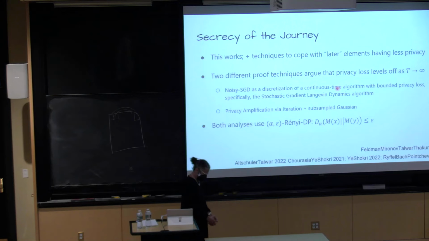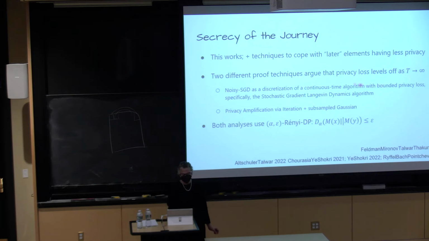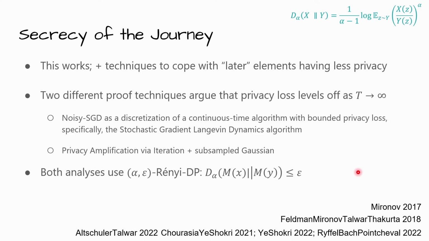Now, what would happen if we took more steps, if we wanted to go, say, up to n squared steps, which can be really useful? Well, two different proof techniques have been used to argue that the privacy loss actually levels off as the number of iterations goes to infinity, even though you'll keep hitting the same people over and over again. Really beautiful work. And that's in these papers. Both analyses use the Rényi differential privacy that I mentioned earlier.